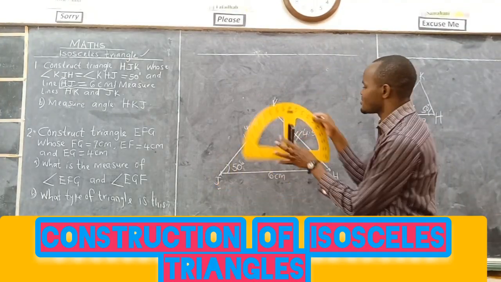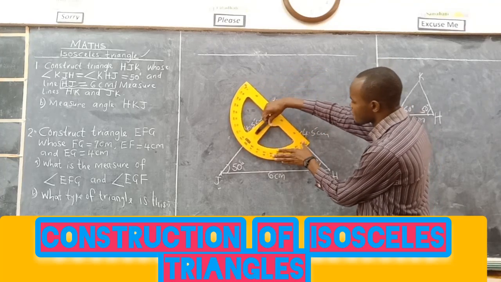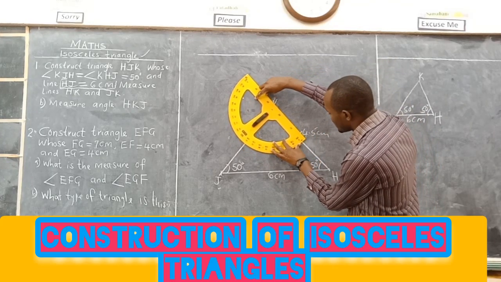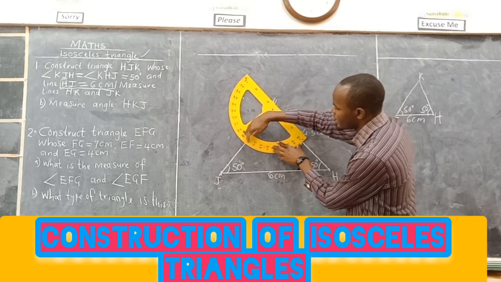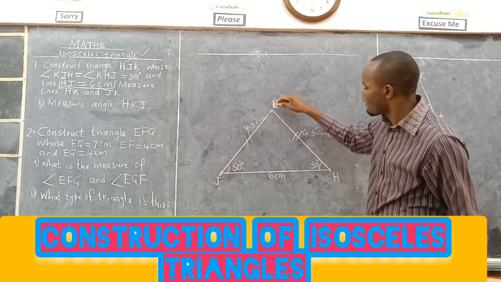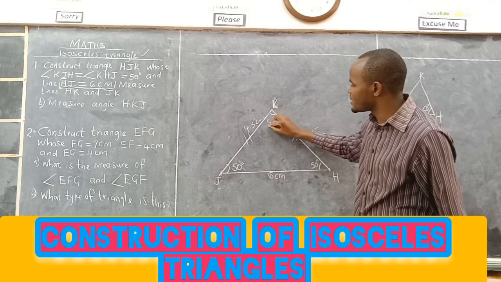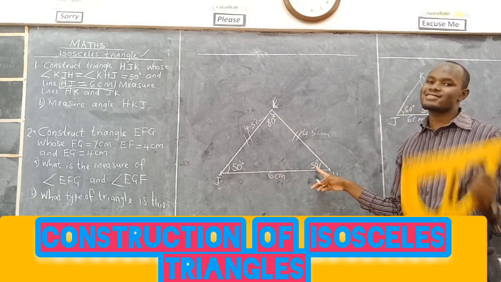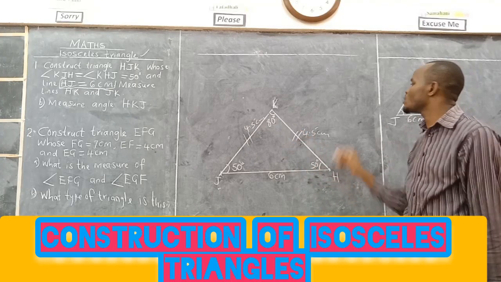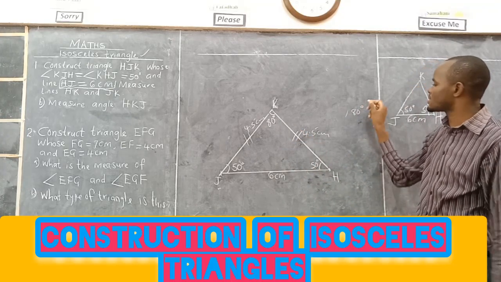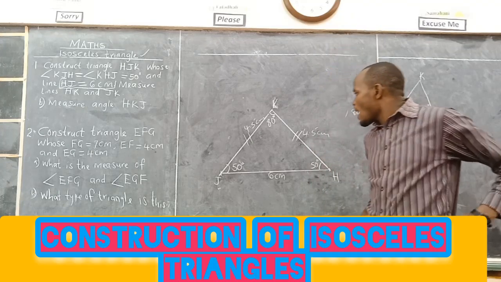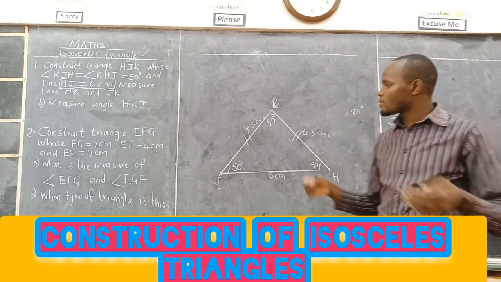You can also measure this angle. You can measure the angle and see the measurement for that angle. So we have 80 degrees. This one is 80 degrees. You note that 50 plus 50, that is 100, plus 80, you get 180 degrees. I guess we are together up to there.